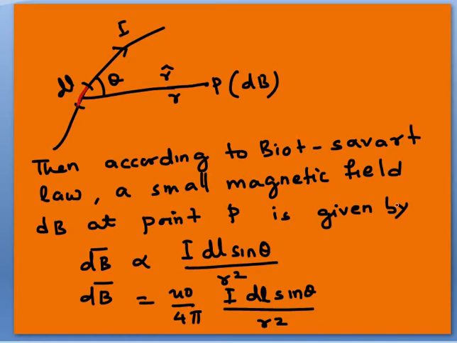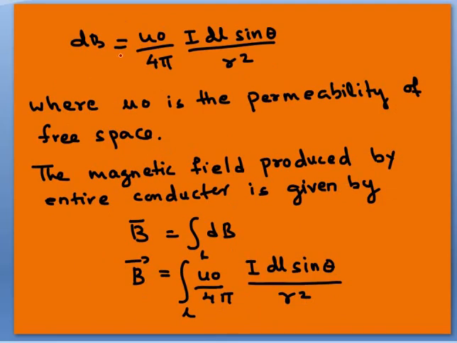The small magnetic field dB at point P is given by dB is proportional to I dl sin theta by r square, or dB is equal to mu 0 by 4 pi I dl sin theta by r square. We must know dB is a vector. Now moving further, dB is equal to mu 0 by 4 pi I dl sin theta by r square, where mu 0 is the permeability of free space.